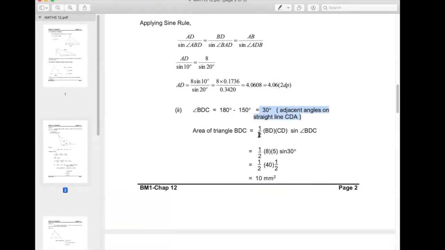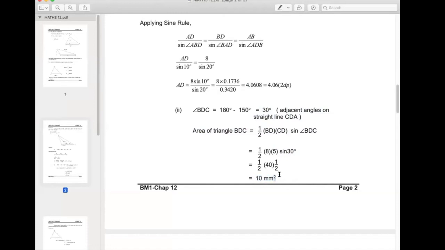So adjacent angles, we can use the area of triangle. Okay, so half BD sine D. So half of the base, we know the base is 8. Then the area is half BC sine D. So half, 8, 5, sine 30. Plug in the figures, we have 10 mm square.